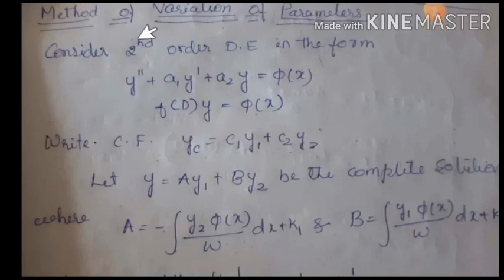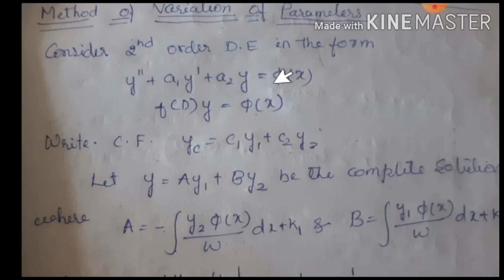Today we study one of the methods called variation of parameters to solve non-homogeneous differential equations. In such a non-homogeneous equation, the right hand side is not 0; it has some function. Here we restrict our study of the method of variation of parameters to only second order differential equations.